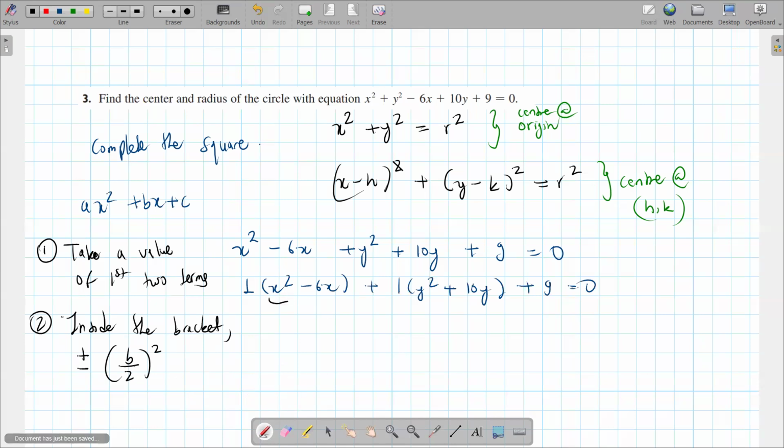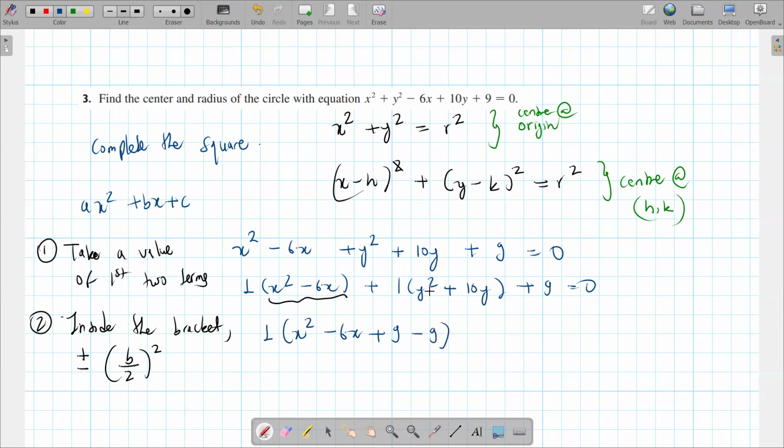So let's look at the first bracket, this one. What's our b value here? b is the thing that's multiplied with x, with the negative. It's 6, right? So b value is 6. So 6 over 2 squared will be 3 squared. That'll be 9. b over 2 squared is a 9. So we're going to add a 9 and we're going to subtract a 9.